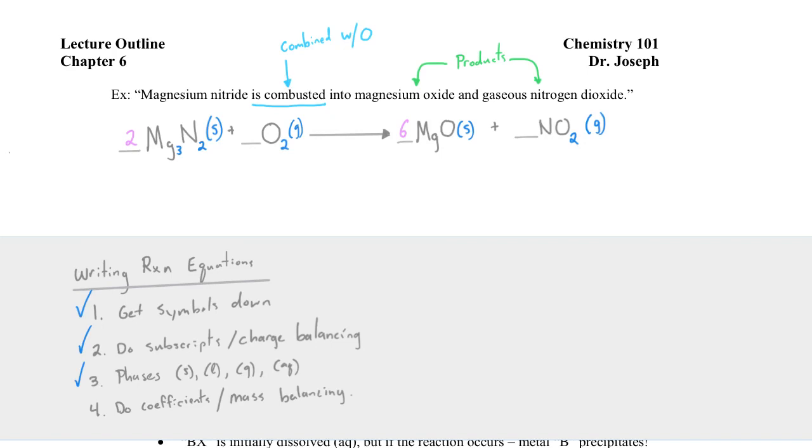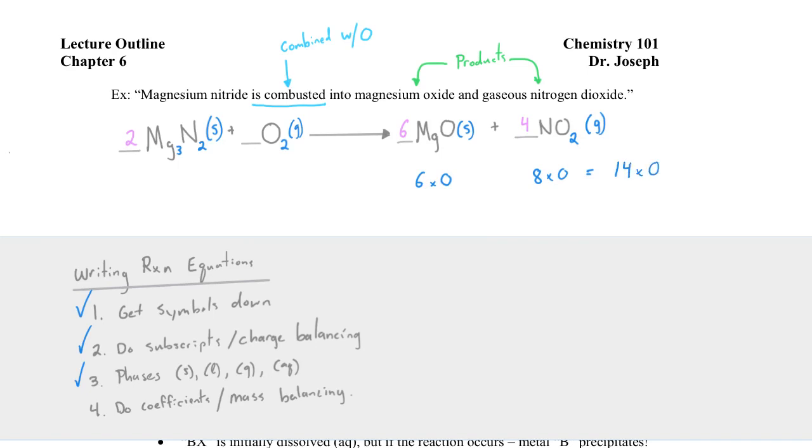So, for example, let's take a look at nitrogen. We see 4 nitrogen atoms on the left-hand side, but there aren't 4 on the right. So let's fix nitrogen by putting a 4 coefficient in front of nitrogen dioxide. Now, the only thing we have left to worry about is oxygen. Let's add up all of the oxygen atoms on the right-hand side. We have 6 from magnesium oxide, and we have 8 from nitrogen dioxide. That gives us a grand total on the right-hand side of 14 oxygen atoms.